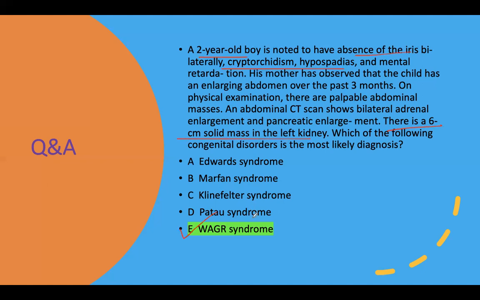Now let's rule out all of the other options: Edwards syndrome, Marfan syndrome, Klinefelter syndrome. Edwards syndrome may predispose to horseshoe kidney, but will not have a predisposition to Wilms tumor. And Marfan, Klinefelter, and Patau may also have various other congenital abnormalities, but none of these syndromes will have a predisposition to develop Wilms tumor or renal neoplasm. So we conclude the diagnosis of WAGR syndrome. This is how you should approach the various questions pertaining to Wilms tumor.